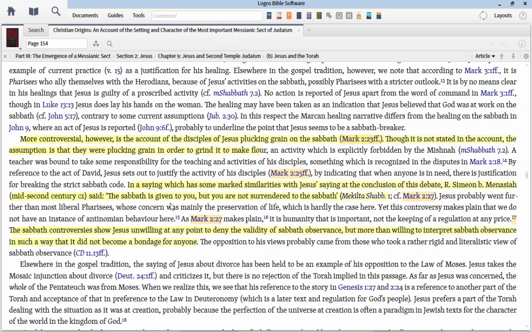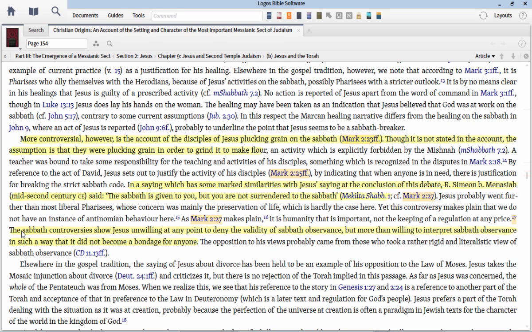Alright, so I have highlighted before a saying which has some marked similarities with Jesus' saying at the conclusion of this debate. Rabbi Simeon ben Menasya, mid-2nd century, said, "The Sabbath is given to you, but you are not given to the Sabbath. You're not surrendered to the Sabbath." That's the same rabbinic statement that we just read in the other book. So Jesus was talking like other rabbis were talking.